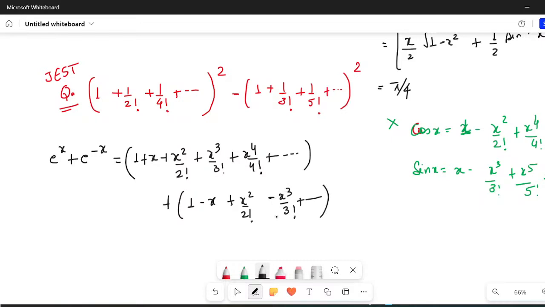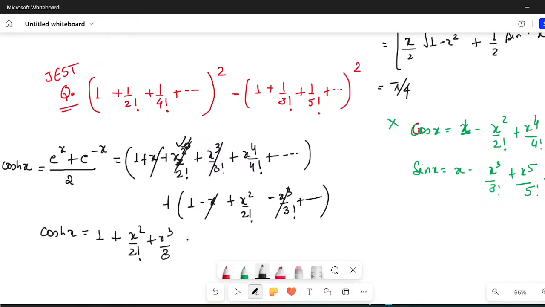Okay, so this will get cancelled, x will get cancelled, and only even terms would survive. And if you divide it by 2, which is equal to what? Which is equal to writing cos hyperbolic x. So cos hyperbolic x would simply be 1 plus, sorry, I've got the wrong term. This would be there. This would get cancelled. So 1 plus x square upon 2 factorial plus x cube upon 3 factorial, so on and so forth.